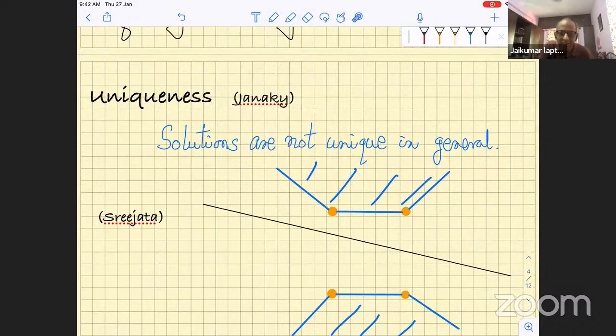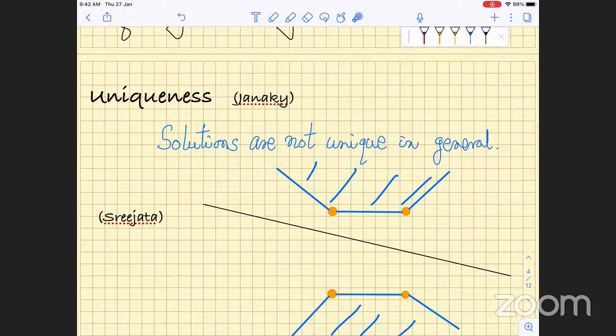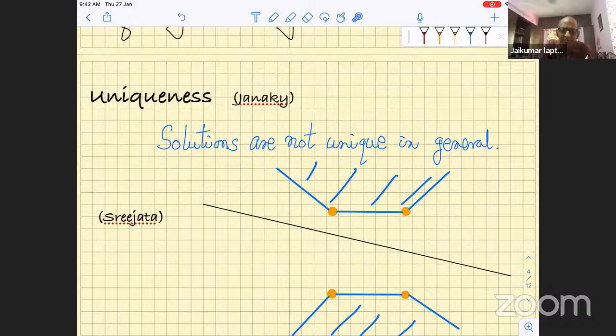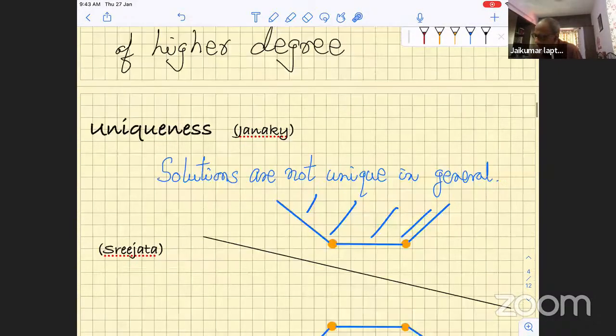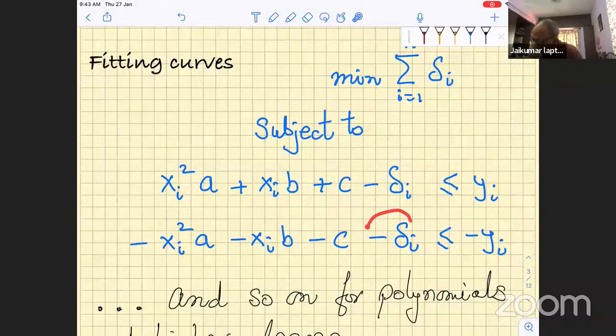there was a question in the chat. Should the coefficient of delta be positive in the second constraint? Okay, so maybe I made a mistake, but you mean instead of minus delta_i, should it have been plus delta_i here? Yeah, I think it is okay.